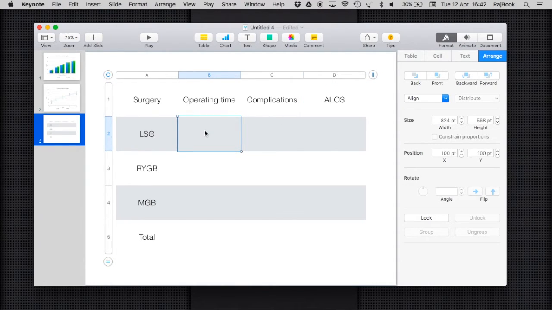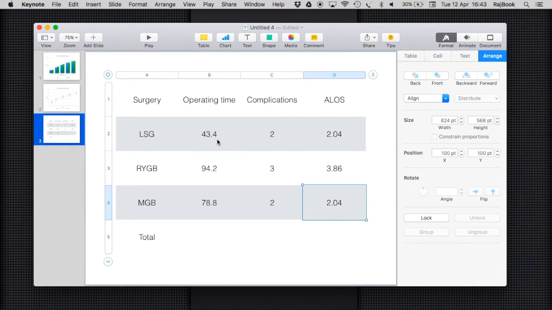For example, the operating time of LSG, you know, comes to around maybe 43.4 minutes, and RVGB maybe less than a couple of hours. Maybe I'll try to make it something close to maybe 94.2. Okay, that's okay. And then MGB, as we know that it's less time consuming than RVGB, so I'll put it at 78.8. And complications, maybe 2 in LSG, I'll put 3 in RVGB, and then again I put 2 in MGB. So average length of stay, of course we know that sleeve has the least, so I'll put it at 2.04, and RVGB maybe I can put 3.86, and MGB at 2.04 again.